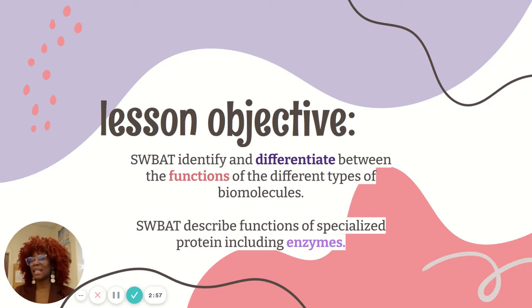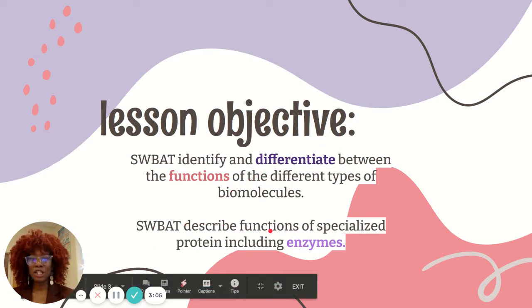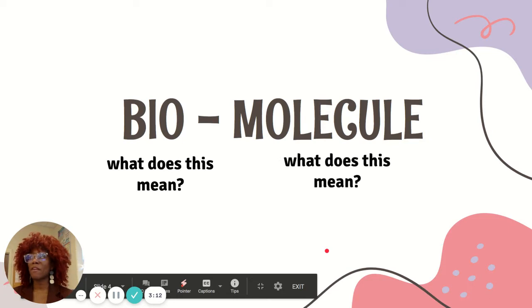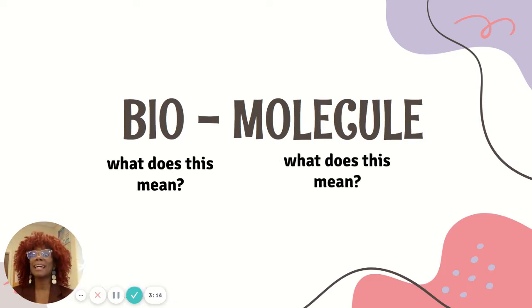So lesson objective. Today, students should be able to identify and differentiate between the functions of the different types of biomolecules. Students will be able to describe functions of specialized proteins, including enzymes. Again, if I'm going too fast, which sometimes I know that I can, just press the little gear tool and go to 0.5 speed. You can make me talk half as fast as I'm talking right now, okay?